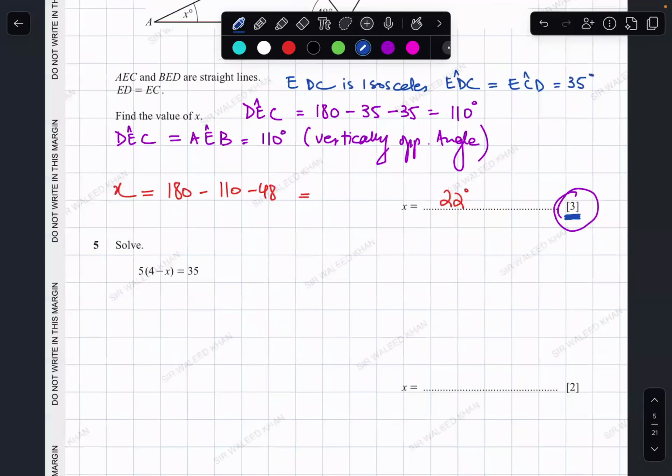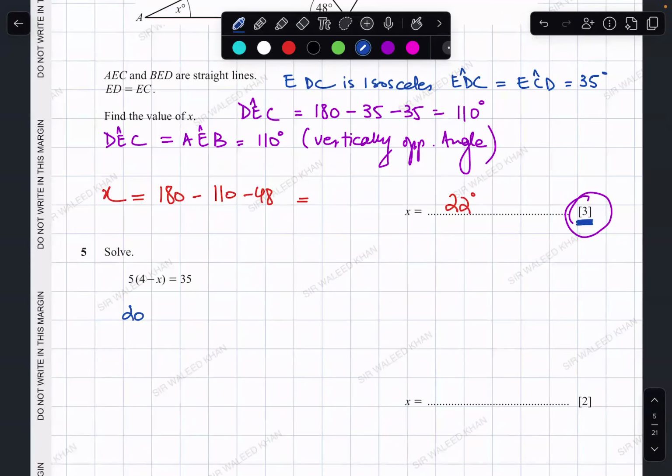So solve this over here. 5 times 4, that is 20. Minus 5x is equal to 35. Okay. So we have minus 5x is equal to 35 minus 20. So negative 5x is equal to 15. So x is equal to 15 over minus 5. So x is equal to minus 3.